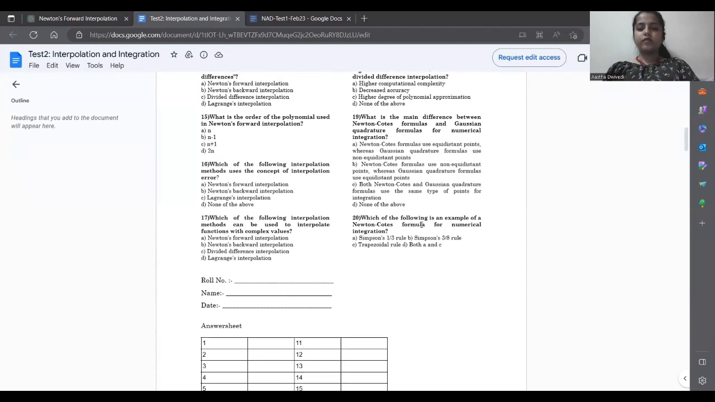Next, last question. Which of the following is example of Newton-Cotes formula for numeric integration? Simpson one-third rule, Simpson's 3/8 rule, trapezoidal rule, both A and C. So, the perfect example of Newton-Cotes formula for numeric integration is Simpson's rule. So, both A and B are correct. So, D option is correct.